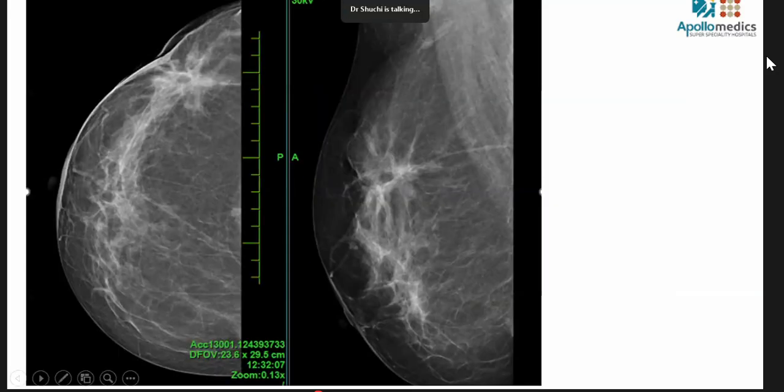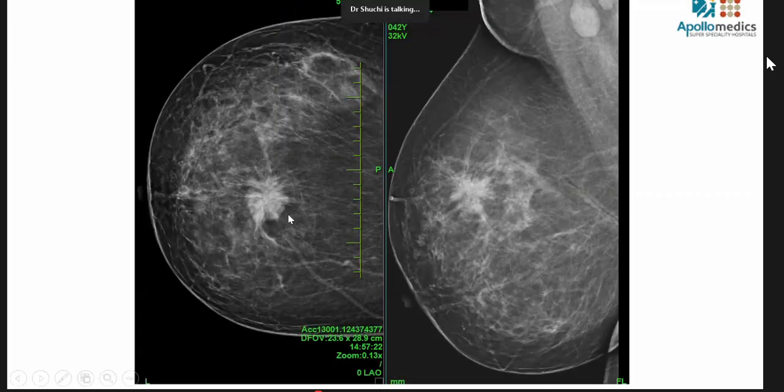Then again, in this lesion there was skin thickening, retraction also, and spiculated margins. So this is again a BIRADS 4C lesion. BIRADS 5 we use only if we have pleomorphic or fine linear calcifications in abnormal distribution. Then only you are supposed to give BIRADS 5. Remember that. Then again, this is a lesion. Typically you have lymph nodes also in this.